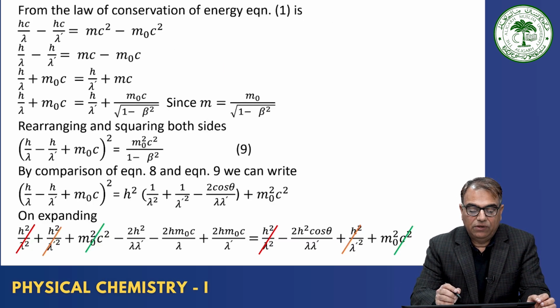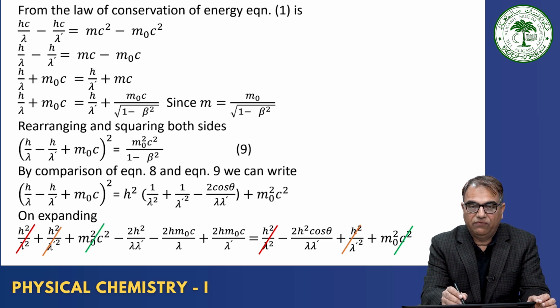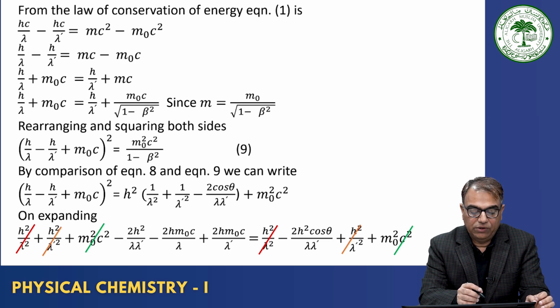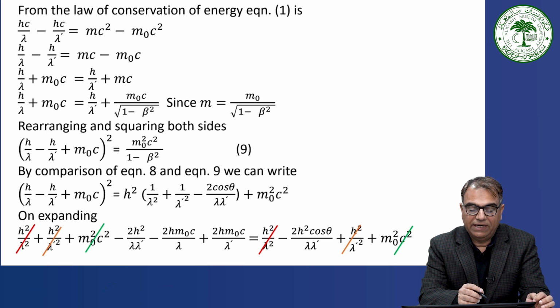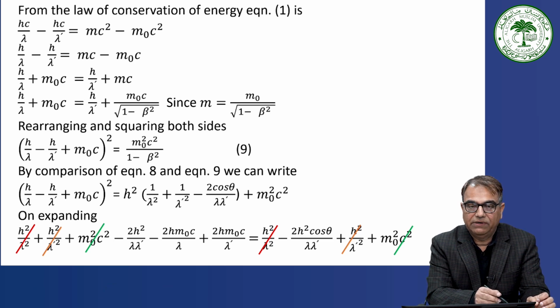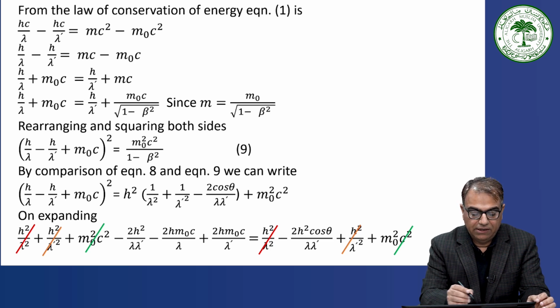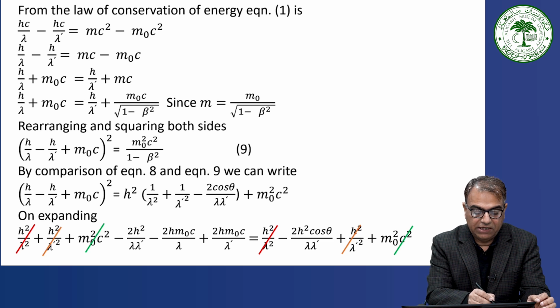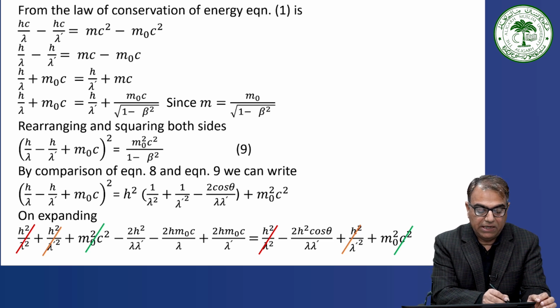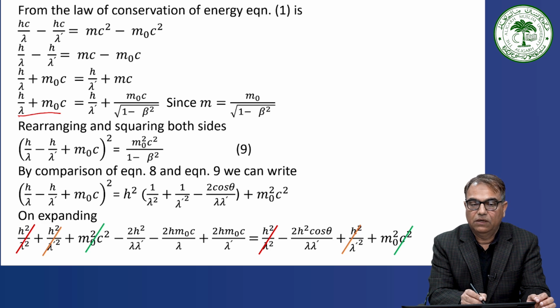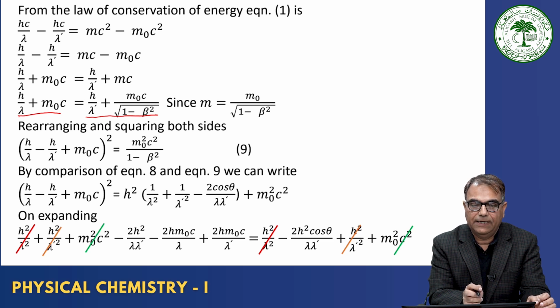From the law of conservation of energy, we have obtained equation number 1, that is hc/λ minus hc/λ' is equal to mc² minus m₀c². If you rearrange this, dividing by c, you get h/λ minus h/λ' is equal to mc minus m₀c, and on rearrangement this gives h/λ' plus m₀c becomes equal to h/λ' plus m₀c divided by root under 1 minus β², okay.